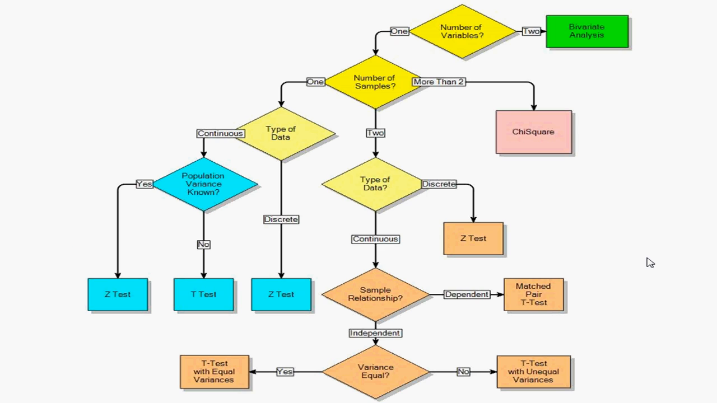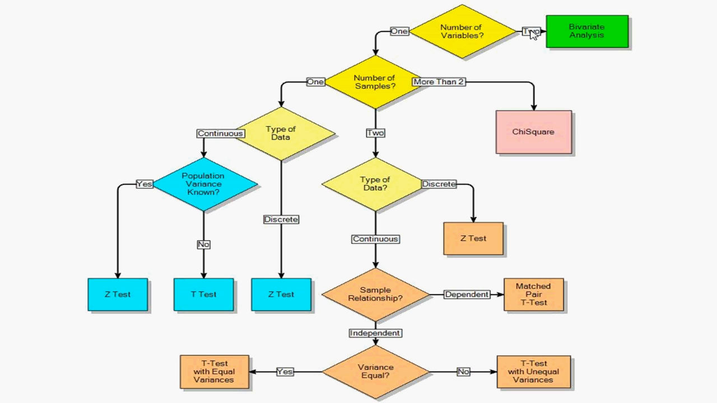What I've tried to do here is to create a flowchart that would help to determine which test would be appropriate for the problem you're facing. And you'll notice that the diamonds here, which are all decision type symbols in flowcharting, there are actually three main questions that get you to the appropriate test. The first one is, how many variables are we dealing with? Are we dealing with a single variable, something is being measured, or do we have more than one variable?